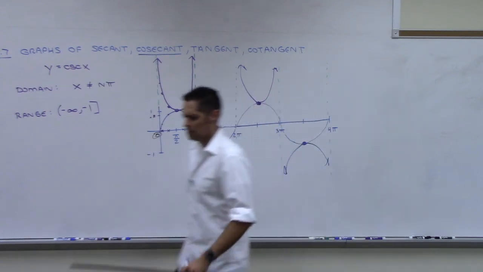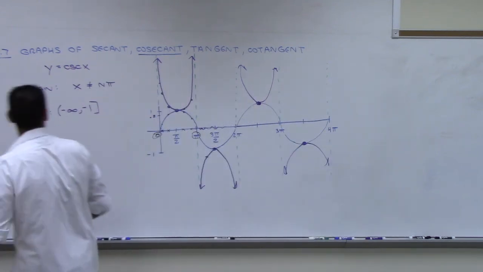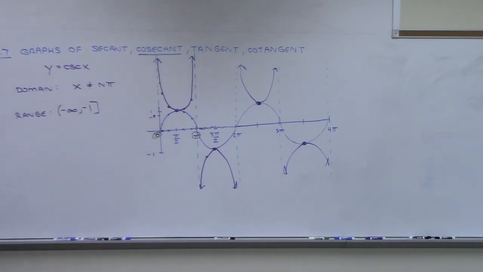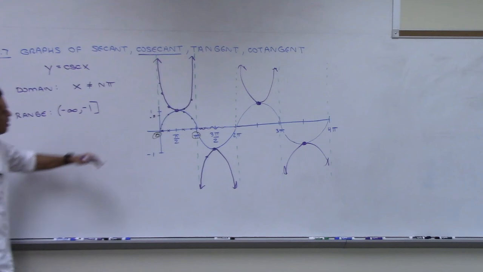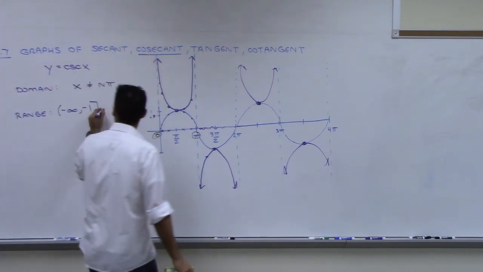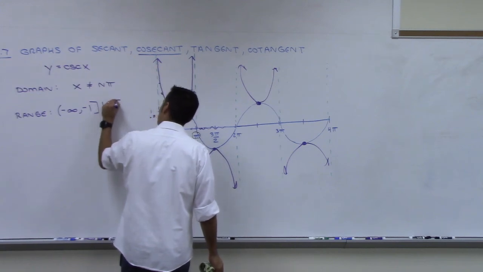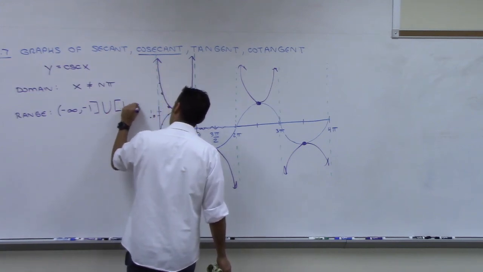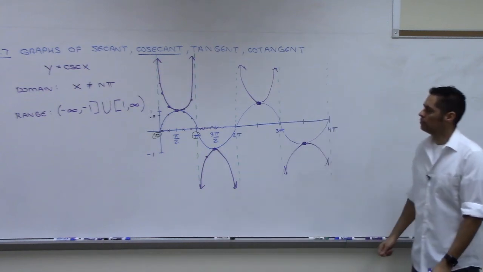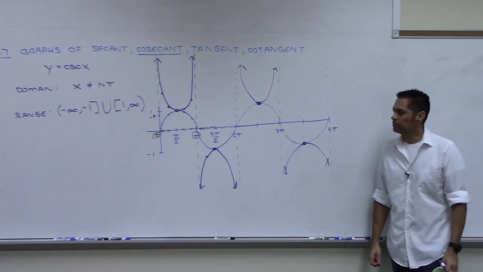And we always put parentheses on infinity. Never put a bracket on infinity. Why? Infinity is not a number, right? It's this idea that it continues forever. All right, that's not the whole range though, because I also get values from 1 up. So I'm going to put the union symbol between, and then I go bracket 1 to infinity. So that's your range. Does that answer make sense? Okay.